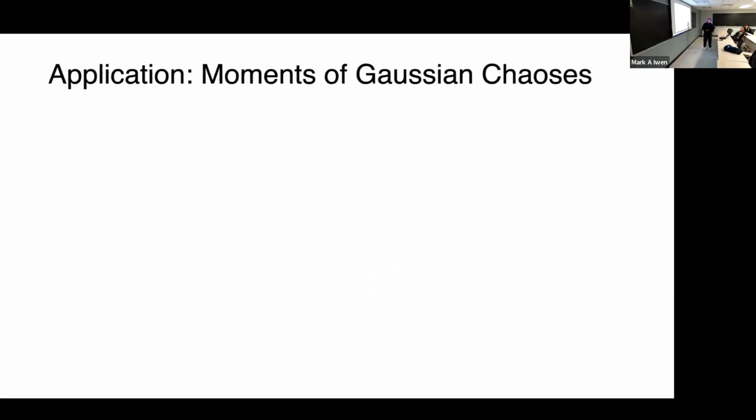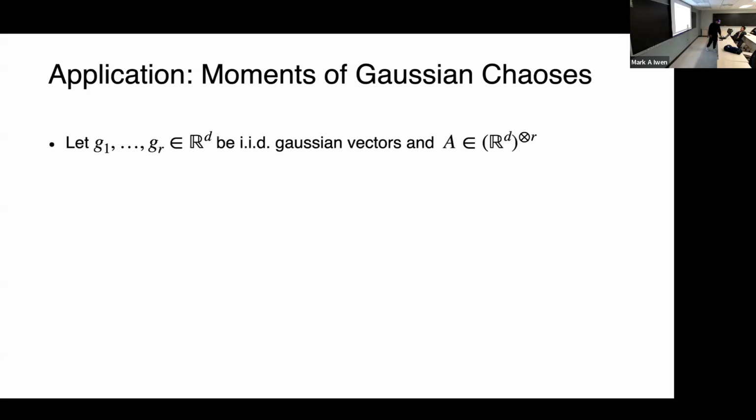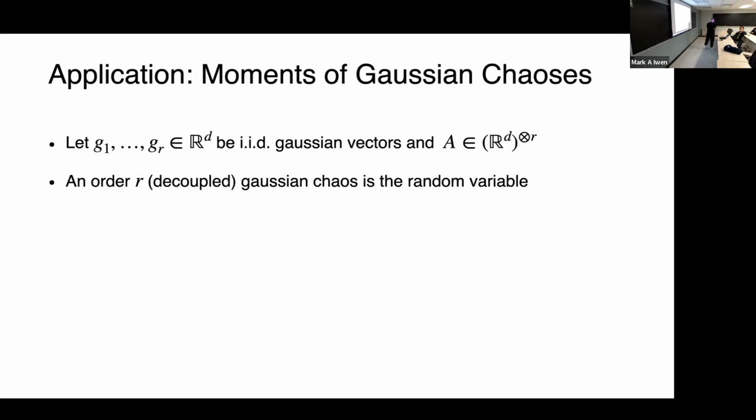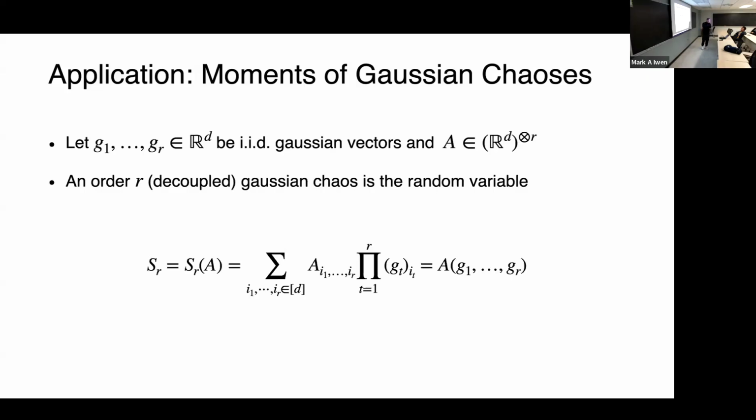Okay, cool. So I'll talk about two applications today. The first is related to what Mark said earlier. It's computing or bounding the moments of so-called Gaussian chaoses. If I let G1 through GR be IID Gaussian vectors, and I let A be some arbitrary tensor, we can define the order R decoupled Gaussian chaos to be the following random variable. It's defined as basically taking the deterministic A and applying G1 through GR, this multilinear map, and getting the appropriate scalar out.